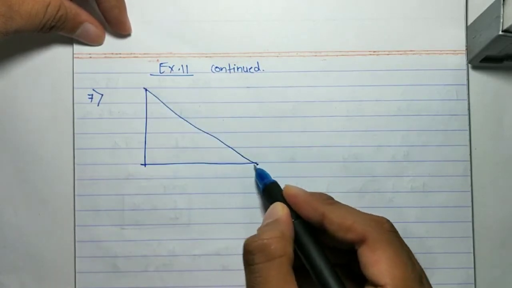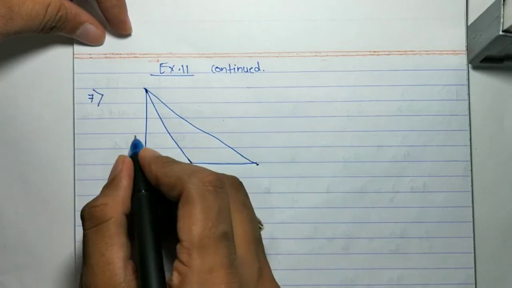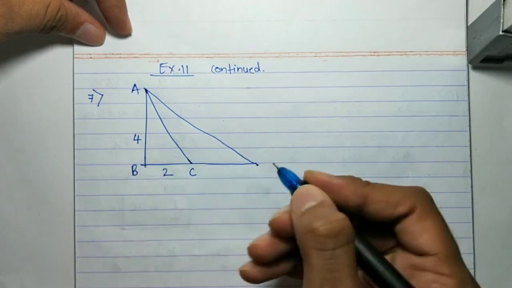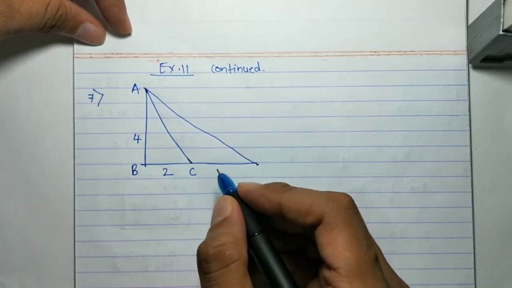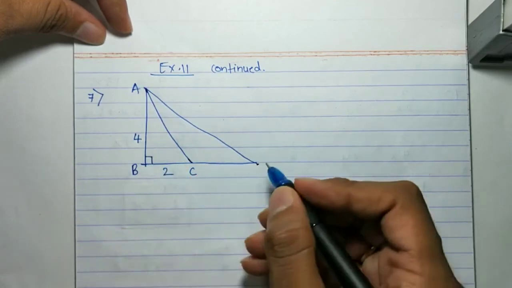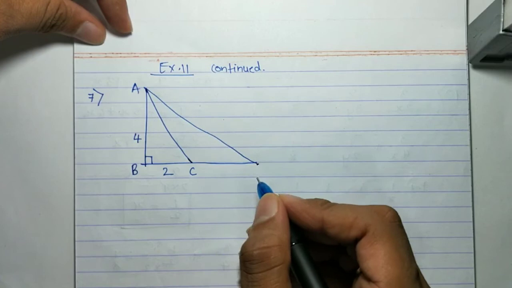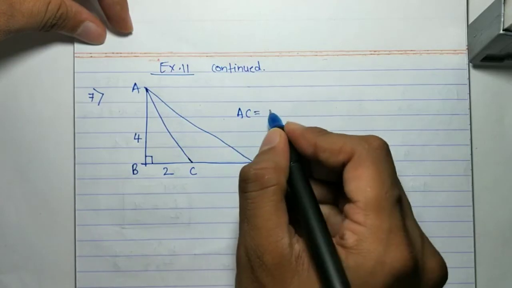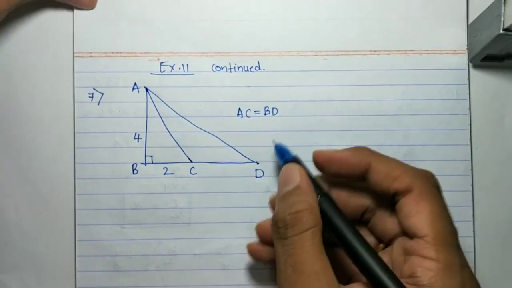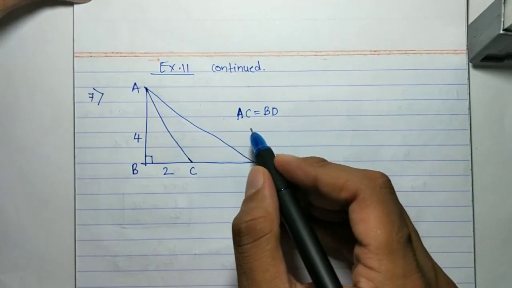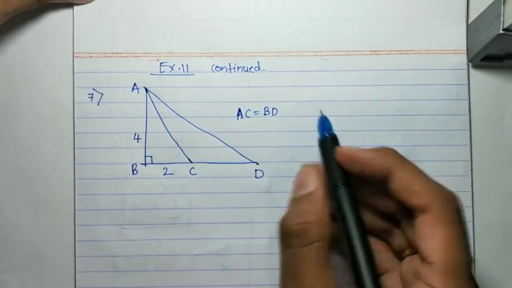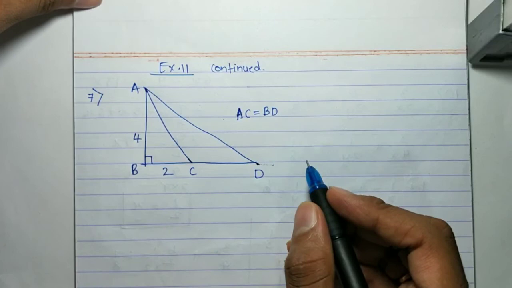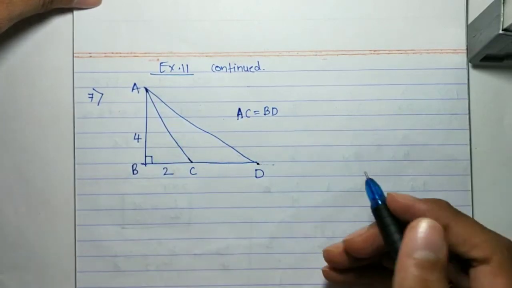if we see the diagram properly, we know the value of this side AB as 4 centimeter and BC as 2 centimeters. This angle here is 90 degrees, and in the question there is one important information given that AC is equal to BD. We should not overlook this very important information, that AC is equals to BD. So this side AC is equals to this side BD, and we have to find the side AD.